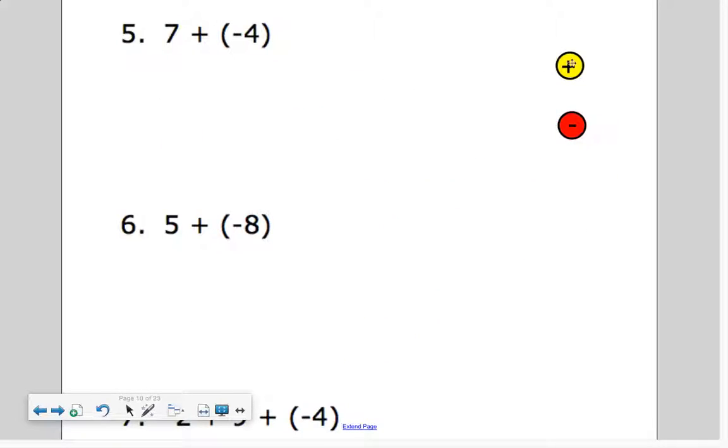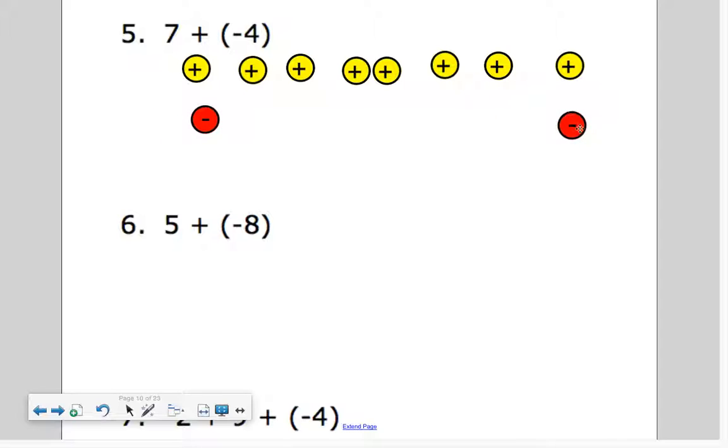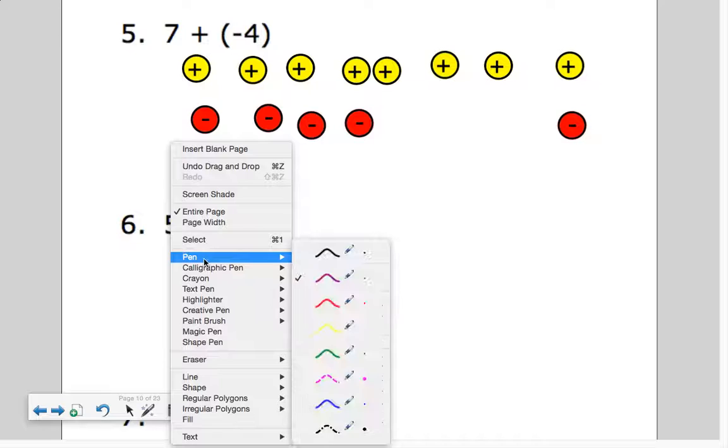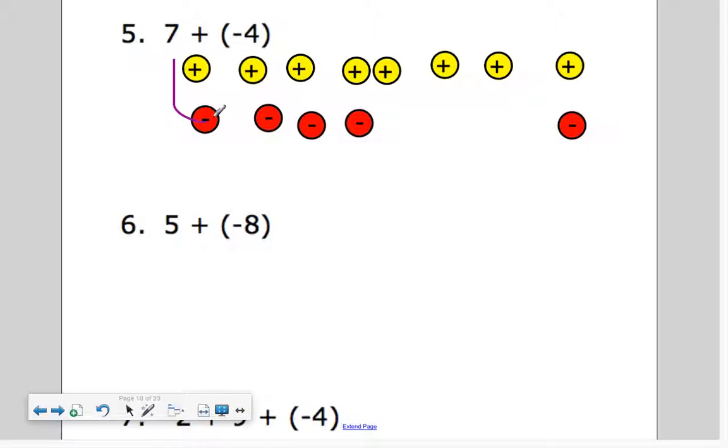Number 5. I put together 7 positives. 1, 2, 3, 4, 5, 6, 7, and I put it together with 4 negatives. Again, this does not represent absolute value bars, parentheses. It makes it just easier to read. So if I put together 7 positives and 4 negatives, what do you think happens? Do you notice any 0 pairs? I see 1, 2, 3, and 4.